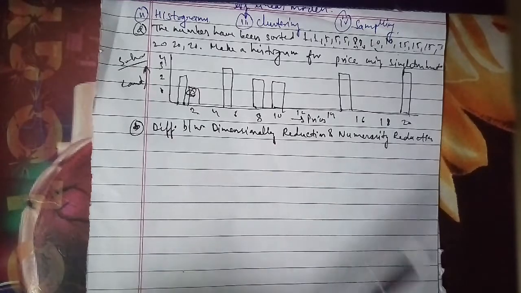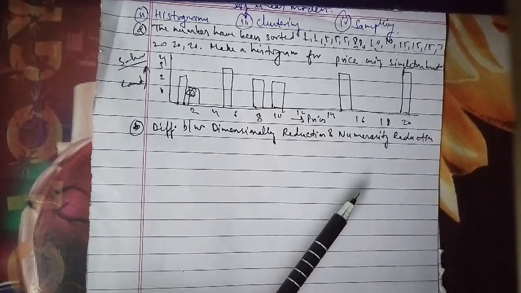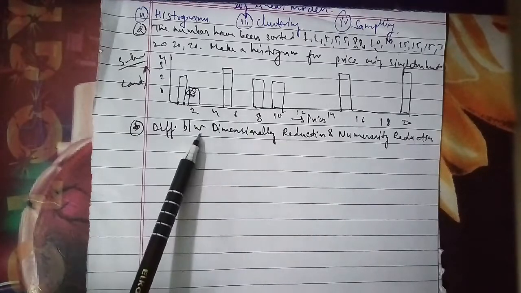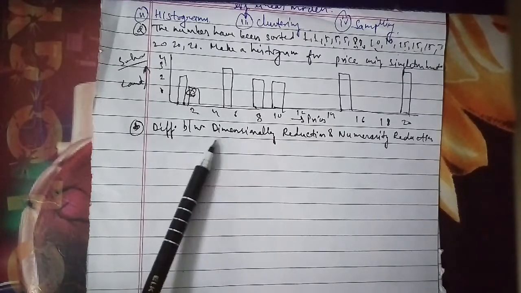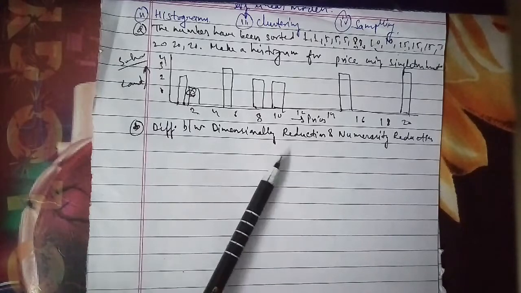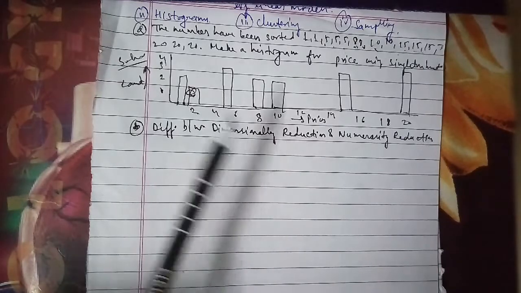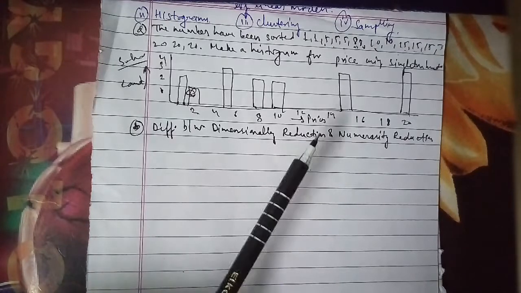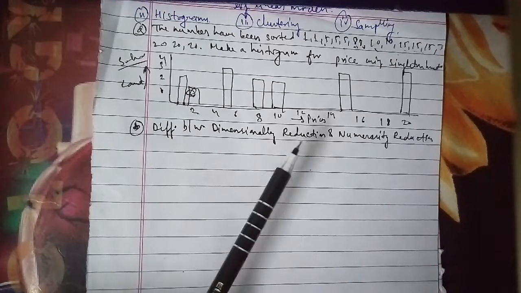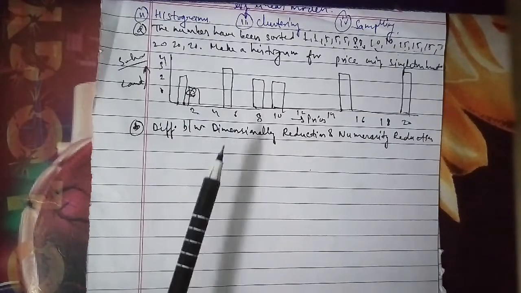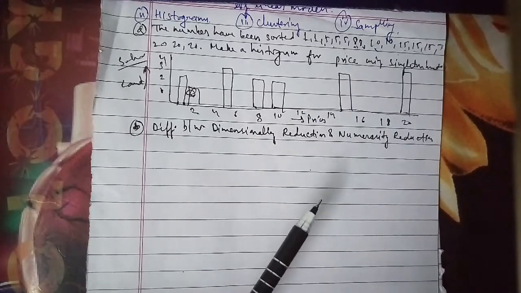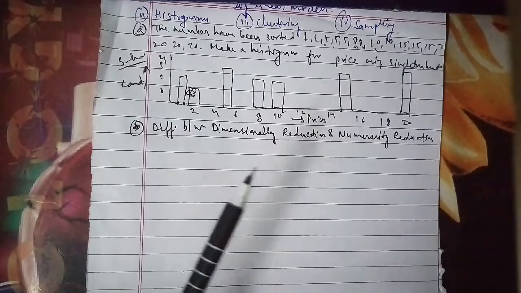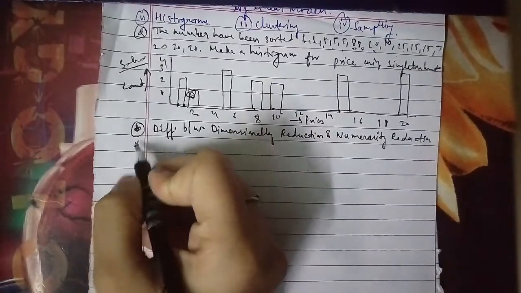Let's go ahead with the next one: write a short note on discretization. Discretization is a technique that can be used to reduce the number of values for a given continuous attribute by dividing the attribute into a range of intervals, where interval labels can be used to replace actual data values. The process is typically recursive, and a large amount of time is spent on sorting the data at each step. Many discretization techniques can be applied recursively to provide a hierarchical or multi-resolution partitioning of the attribute values, known as the concept hierarchy.